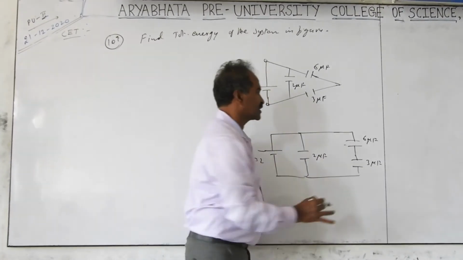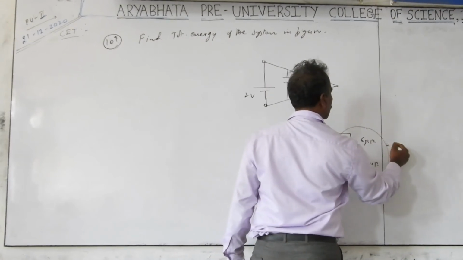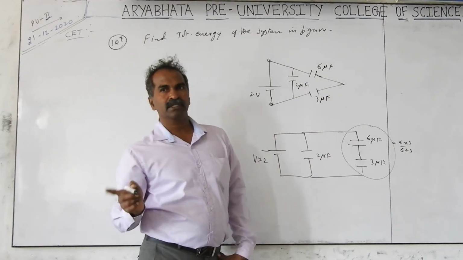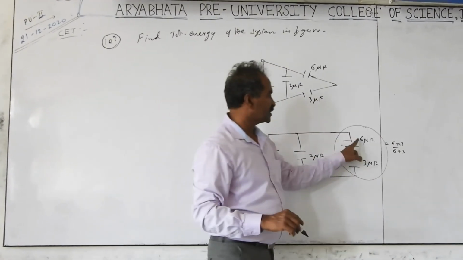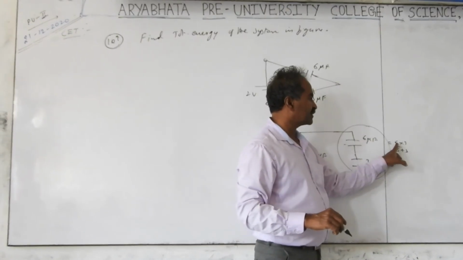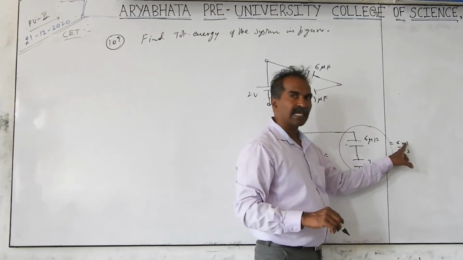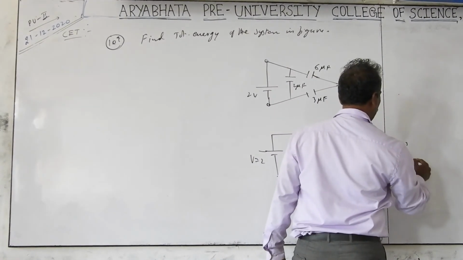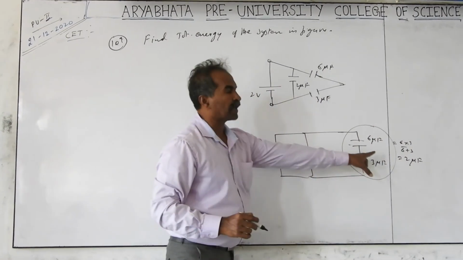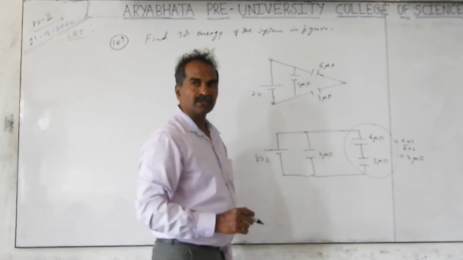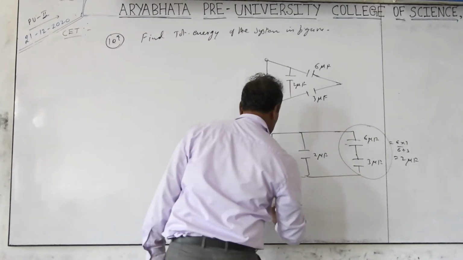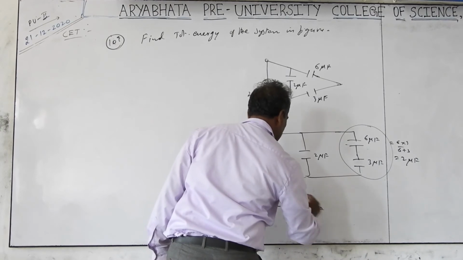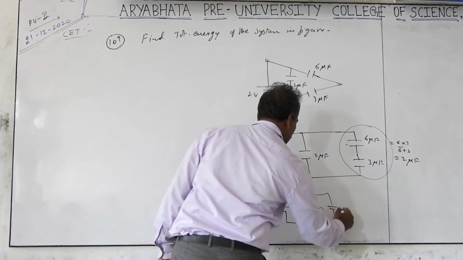How much is the resultant? Series combination is C1 C2 by C1 plus C2. 6 into 3 by 6 plus 3, that is 9. 6 into 3 is 18, 18 by 9 is 2. So this becomes equal to 2 microfarads. That means the result is 2 microfarads parallel to 2 microfarads. 2 plus 2 is 4 microfarads.